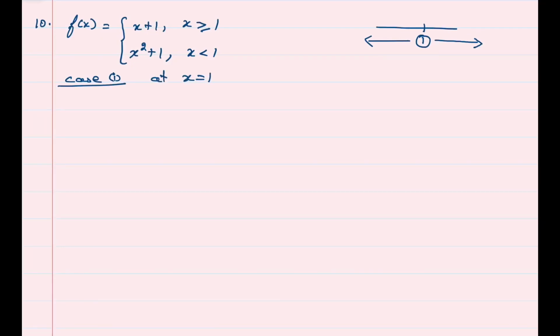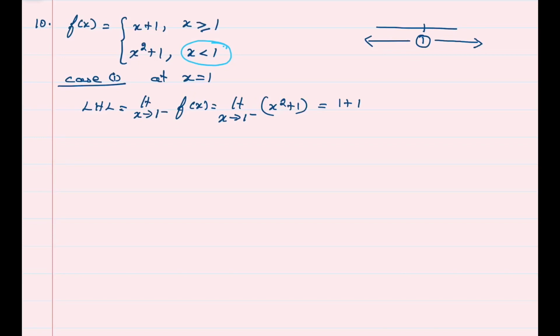At x equal to 1, we have to do LHL, RHL because we have greater than 1 and less than 1 definitions. LHL is limit extending to 1 minus f of x. For 1 minus, we will use x less than 1 definition, which is x square plus 1, and it is a polynomial. Directly we will substitute the limit value 1 plus 1, 2.